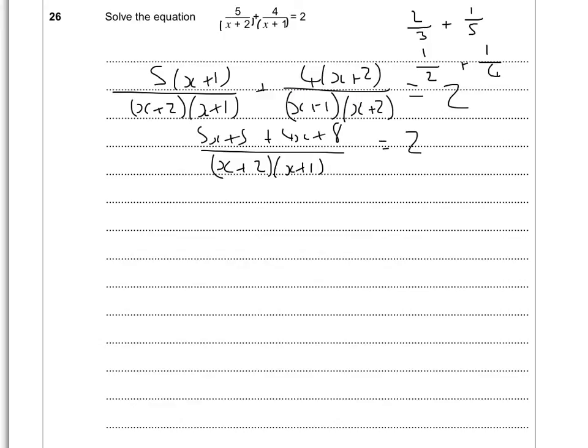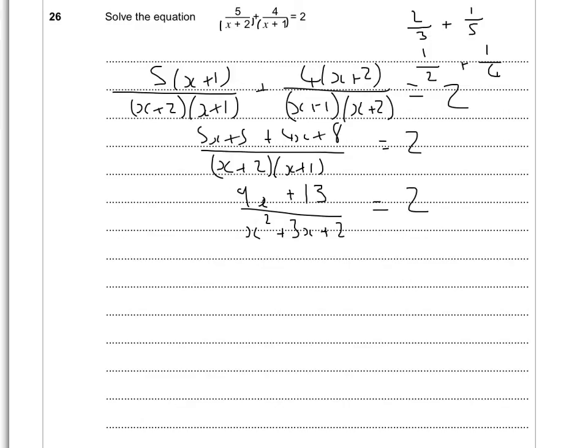So now I'm going to tidy up the top line. I have 9x plus 13. And on the bottom line, I'll maybe expand this. It's not necessary at this stage, but I'll do it. I get x squared plus 2x plus x, which is plus 3x, plus 2 equals 2.